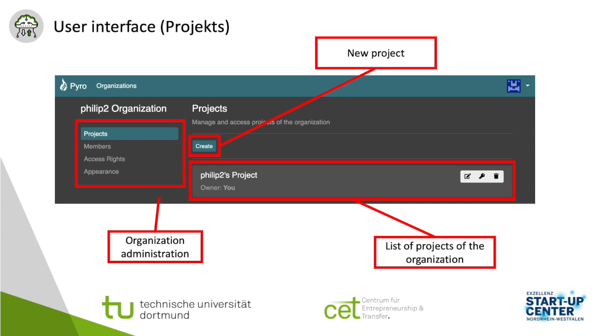An organization has different management options. First, an organization can contain and manage multiple projects with specific access rights for the users within the organization. In addition to the projects, the participating users can be managed, as well as their rights within the organization management. However, these options are not important for this workshop. As you can see, an initial project has already been created, which can be opened by clicking on the name.